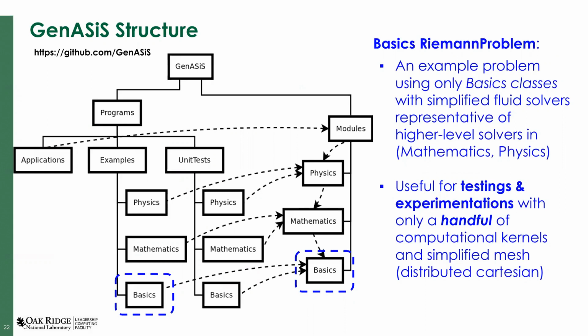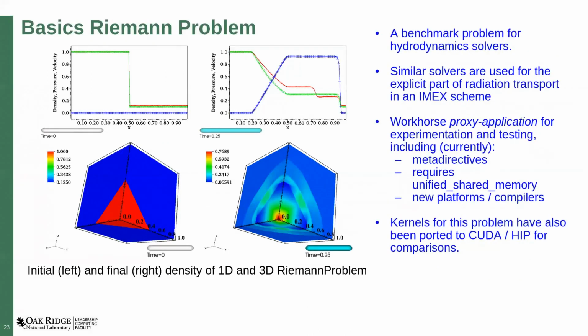We implement a Riemann problem with only a handful of kernels. A Riemann problem is basically a benchmark problem in a hydrodynamic solver. A similar solver is used in the explicit part of our radiation transport. So this has become our workhorse proxy application within our own code for experimentation and testing. Since there's only a handful of kernels, we have also ported this problem to CUDA and HIP. Our motivation is to see whether we get parity of performance using OpenMP compared to if the code had been written with CUDA or HIP.